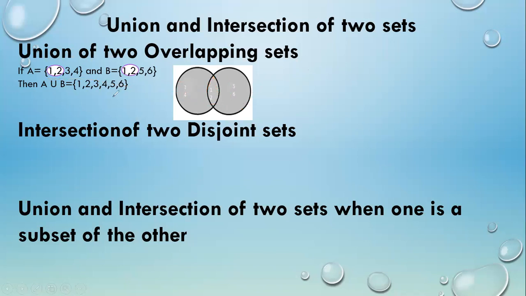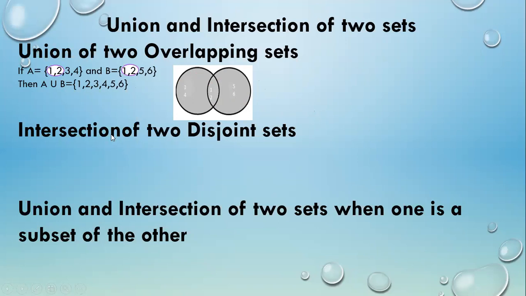After completing the Venn diagram, what is step number 2? It's shading. So the answer is {1, 2, 3, 4, 5, 6}, and we have to shade the whole Venn diagram. Clear, everybody?